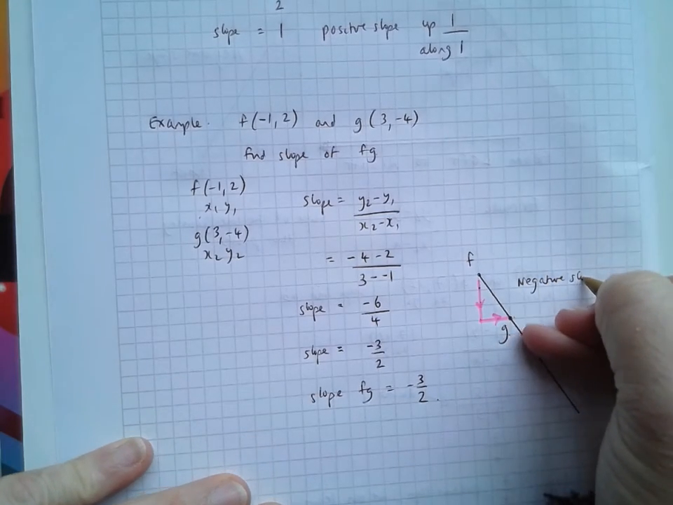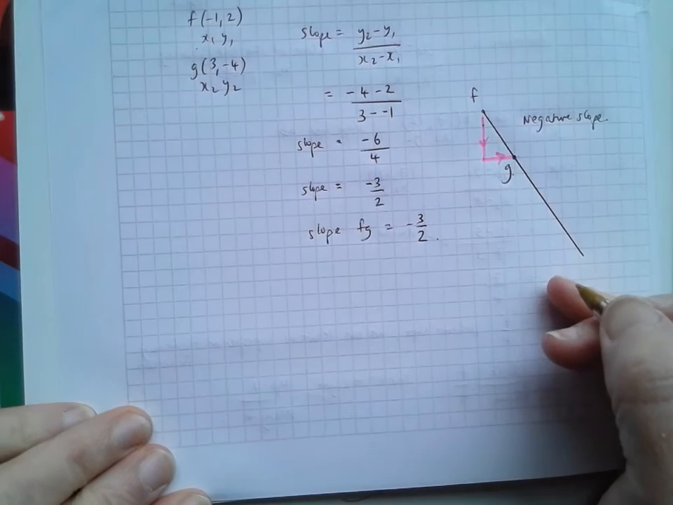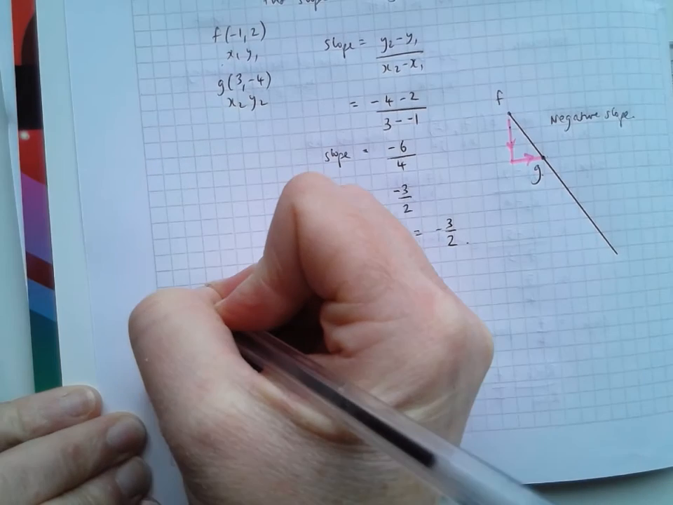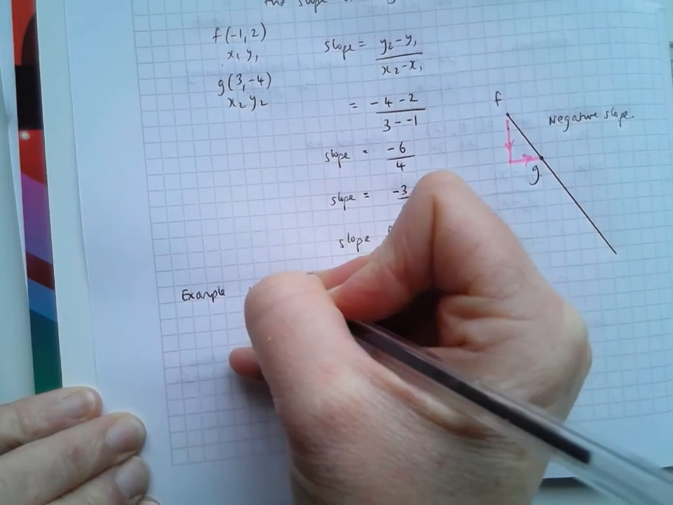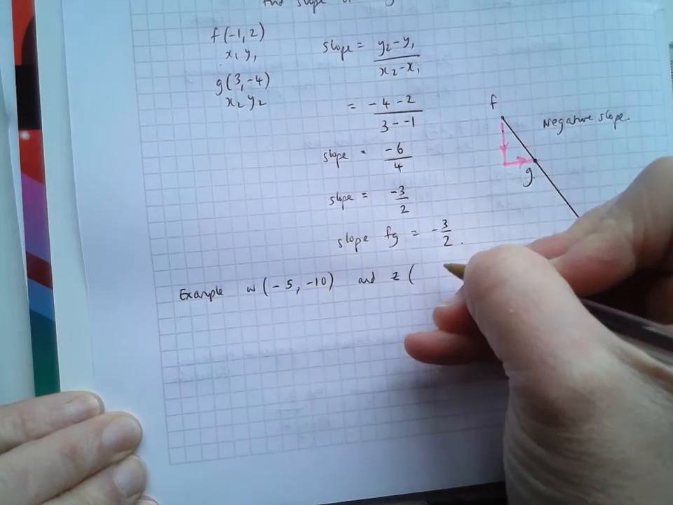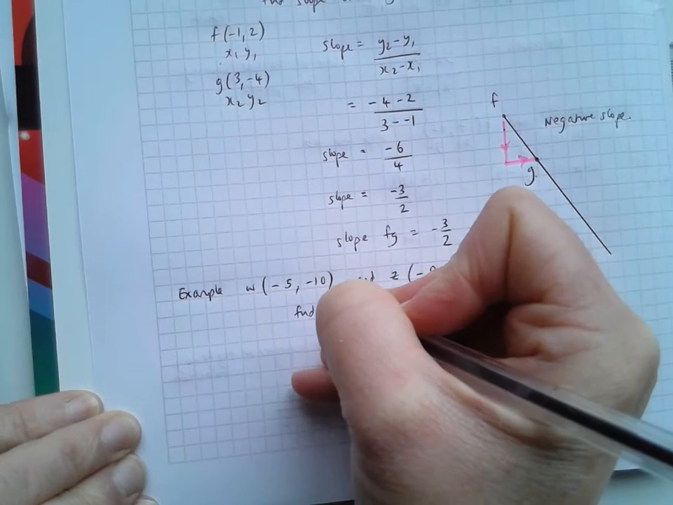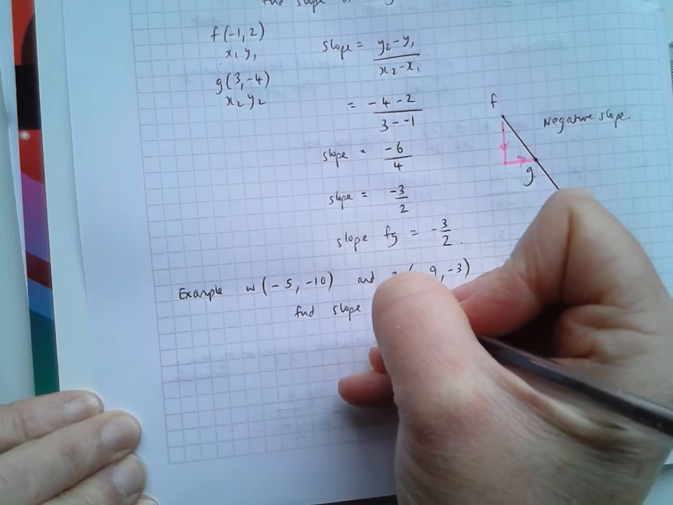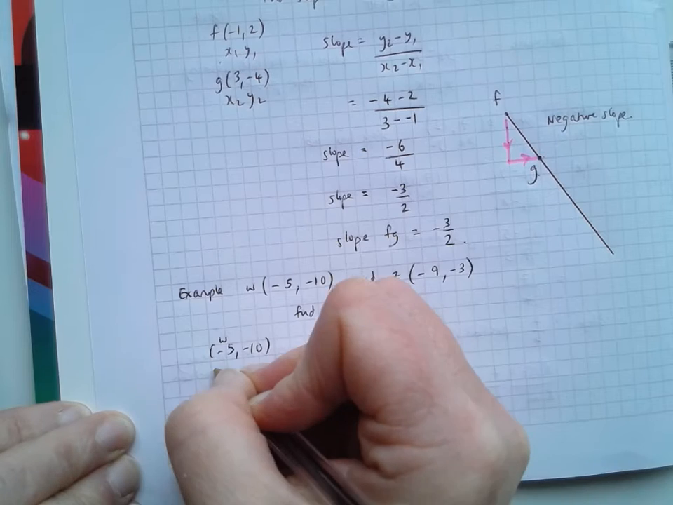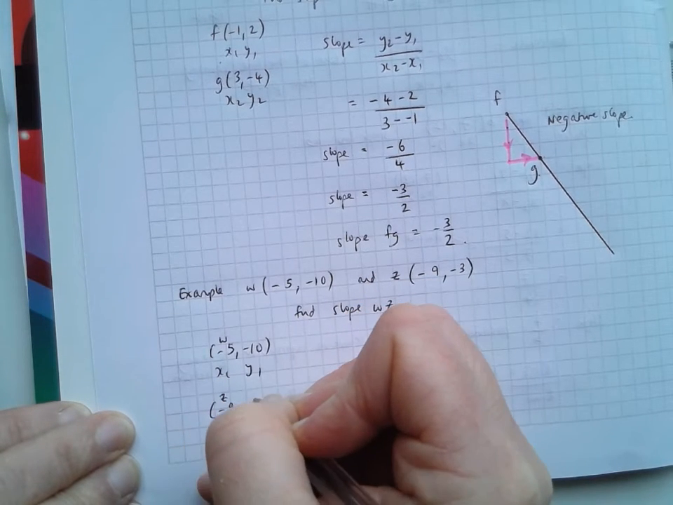Okay, let's try one last one with loads of negatives this time. As many negatives as we can. Okay, let's see. So, example. W is minus 5, minus 10. And Z is minus 9, minus 3. Find the slope of WZ. So W is minus 5, minus 10. That's x1, y1. And Z is minus 9, minus 3. That's x2, y2.